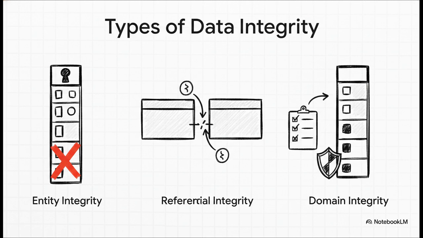There are 3 main rules here. First is entity integrity. It just means a primary key can never, ever be empty. Simple enough. Second is referential integrity. This makes sure the links between tables are valid. For example, you can't assign a student to a class that doesn't exist. And third is domain integrity. This just makes sure the data types are correct, like a marks column should only have numbers, not somebody's name. These rules are the guardians of our data quality.